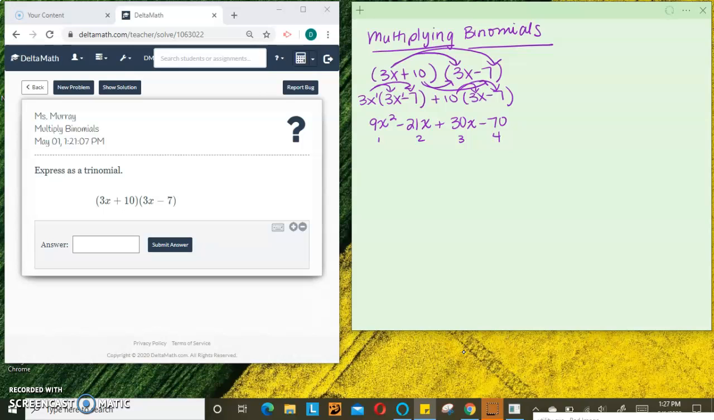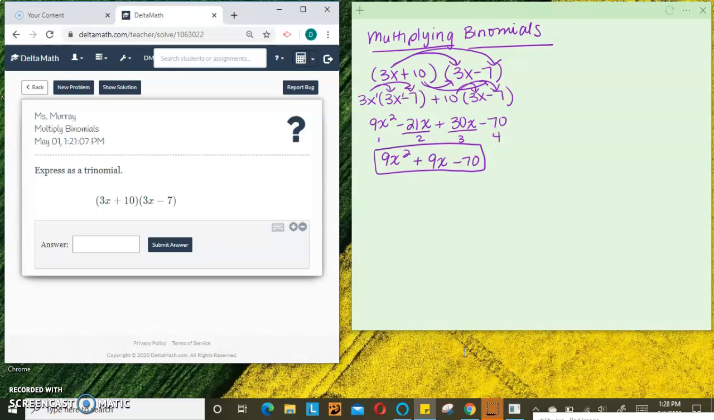But then you want to look to see, do any of the terms combine because they have the same variable raised to the same exponent? If you notice, negative 21x and 30x are like terms. So I can combine them by combining negative 21 and a positive 30 to get a positive 9, keeping the x. And then I bring down the other two terms that I could not combine with anything. So my final answer is 9x squared plus 9x minus 70.